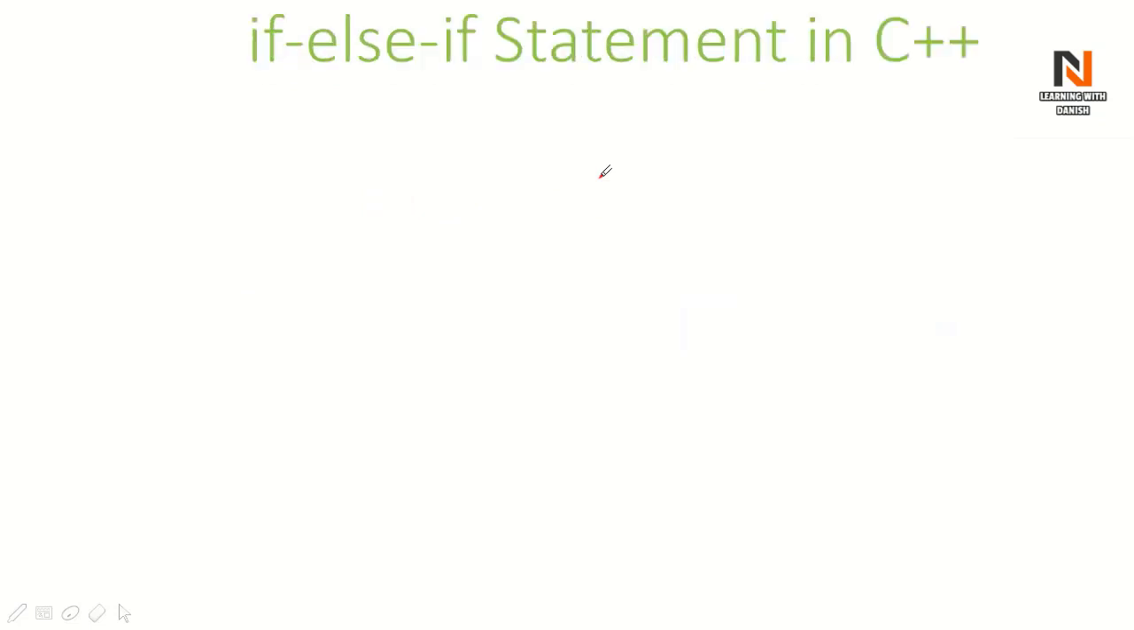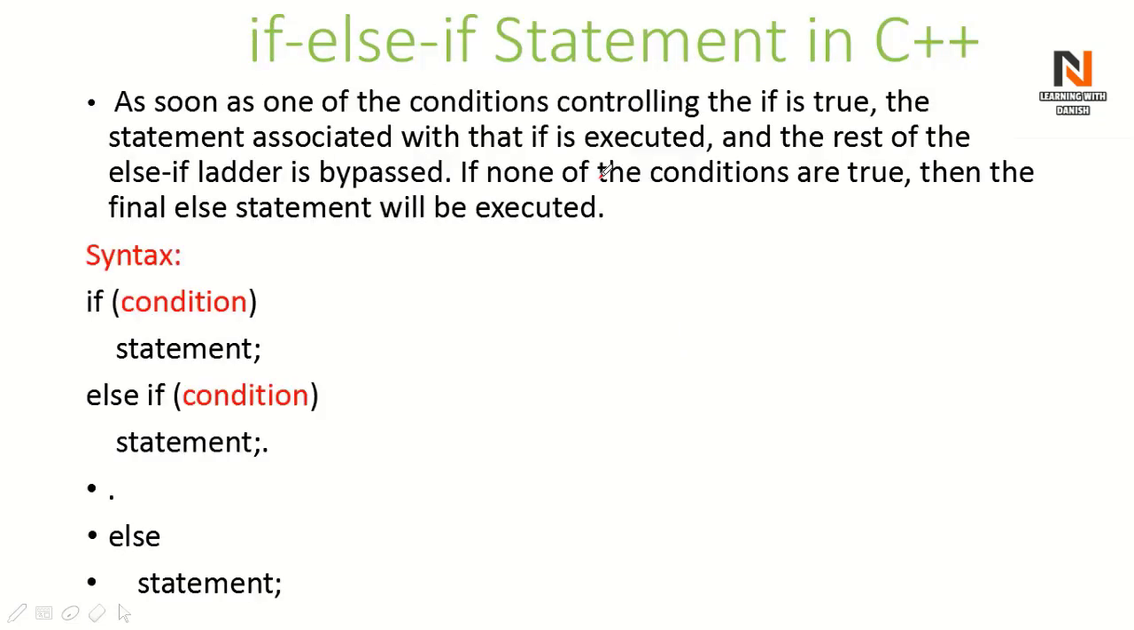Here is if else if statement in C++. So it's a conditional controlling statement. If it is true, the statement associated with it is executed. And if the condition is true, this part will execute. But if the condition becomes false, then the else if ladder is bypassed, and this portion will not execute.